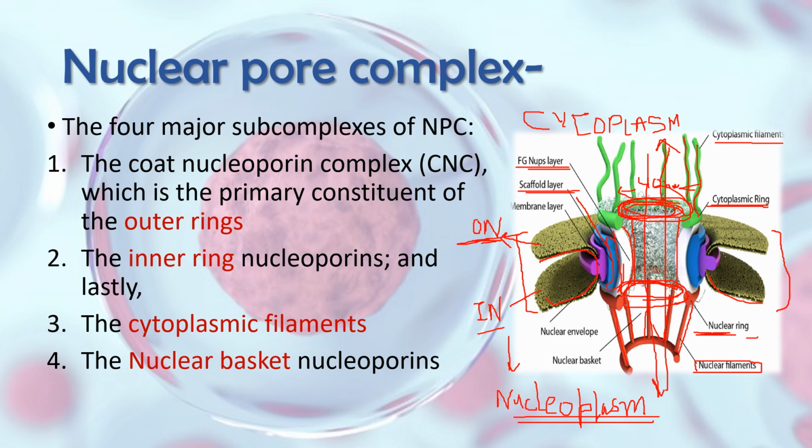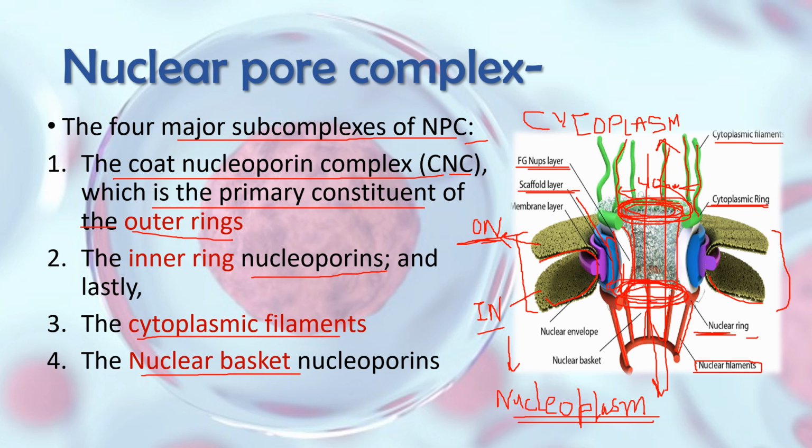So the four major subcomplexes of nuclear pore complexes are the outer ring, the coat nucleoporin complex CNC, which is the primary constituent of the outer ring. Okay, this outer ring. Now the next one is the inner ring, this one, nucleoporins, and the cytoplasmic filaments, this one, these are the cytoplasmic filaments, and the nuclear basket. This inner nuclear ring and its filaments form a basket-like arrangement, so it is also known as the nuclear basket.